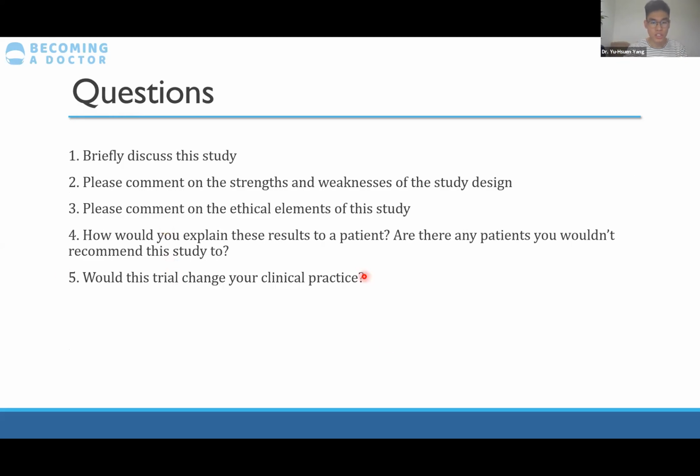Would this trial change your clinical practice? So that's probably talking about, if you got a question like this, would this trial change your clinical practice? If you got this kind of question in your interview, what it really is looking at is the external validity of the study, i.e. the extent to which this study can be applied to the average population or an individual that you were seeing in clinic.